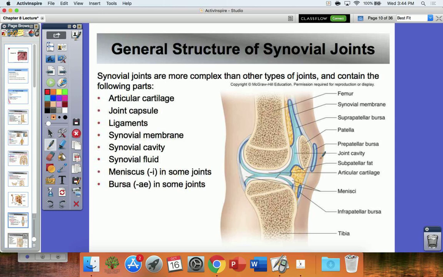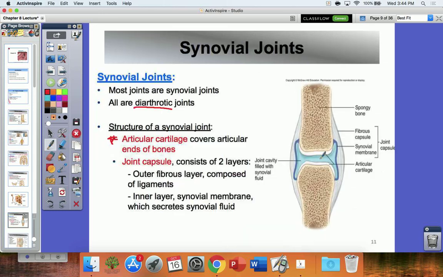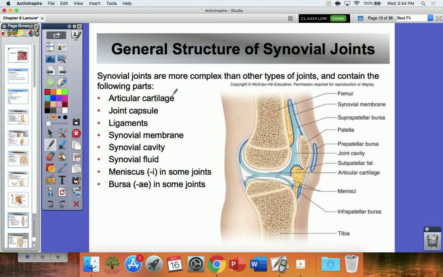So some other things that you may find in synovial joints: the fibrous layer and the synovial membrane. We talked about articular cartilage, which is on the ends of long bones. We talked about the joint capsule already. Ligaments go from bone to bone, holding them together. We talked about the synovial membrane, that's just the membrane out here. The synovial fluid, we mentioned this. That's the part within the membrane of this whole joint capsule.